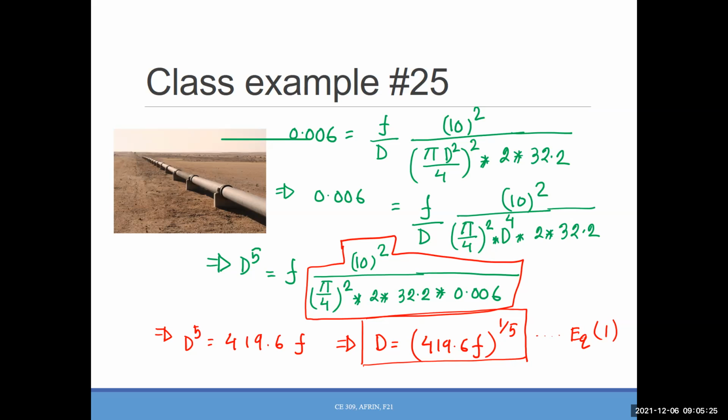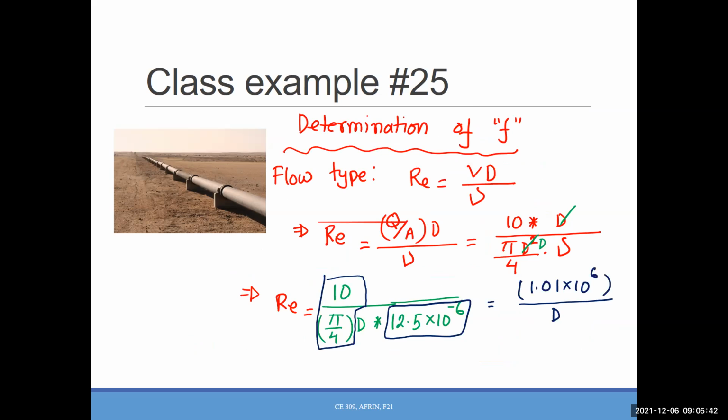We will assume a value for F, but for doing that, we know the friction factor is different for laminar and turbulent flow. So our very first step is to know the flow type, whether the flow is laminar or turbulent. Using the Reynolds number, we can identify that. That's what we tried to do, but again we had the same problem: we didn't know the diameter. So we stopped at that point.